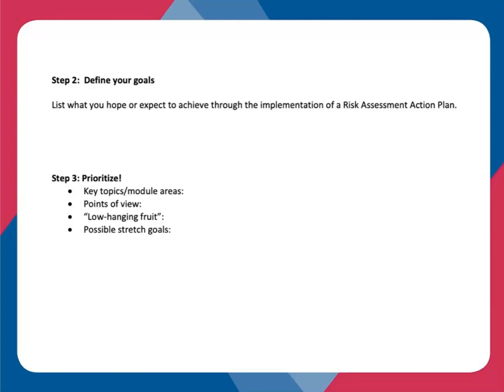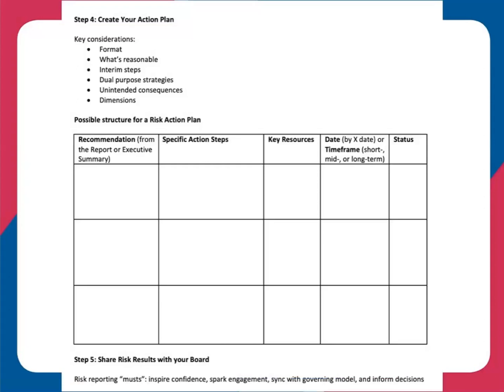And then under step 3, I want you to prioritize. So I've listed here some of the prompts that we saw in the prior slides. What are some of the key topics that we want to cover, the modules that seemed most relevant, point of view? Is there low-hanging fruit that we can focus on? Are there stretch goals that we might want to focus on? So the worksheet should help you document all of that.